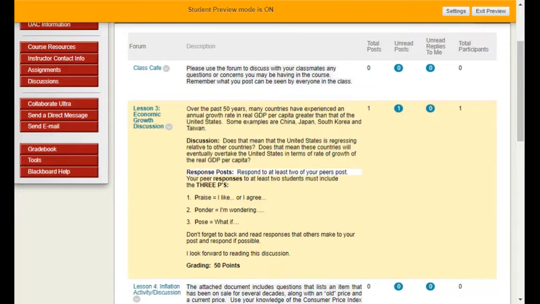The praise, you want to make sure that you put something in there that recognizes what the person said. It doesn't necessarily have to mean that you like it or you agree with it, but just acknowledge what they said. Then on ponder, I'm wondering, that should start with that. And then pose, what if? What is that what if statement that you would pose as a question?